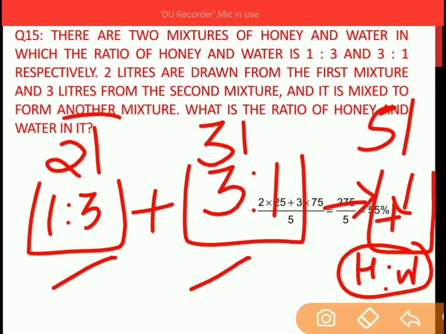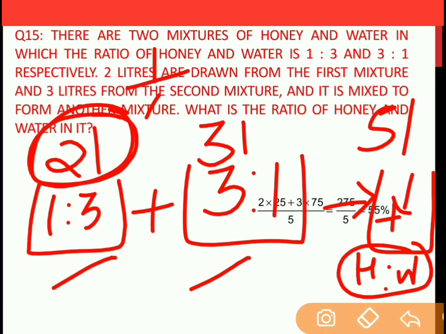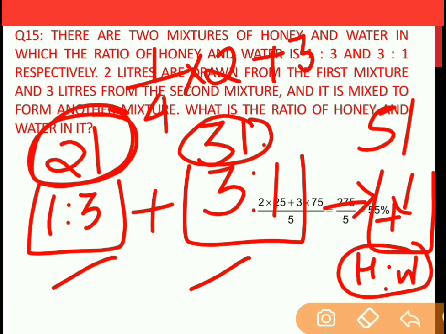Now in the 2 liters of the first mixture, honey to water is 1:3. So the amount of honey in this 2 liters will be 1 by 1 plus 3, that is 1 by 4 of the 2 liters. Understood? Also we have 3 liters of the second mixture. In the 3 liters of the second mixture, the amount of honey will be 3 by 3 plus 1, that is 3 by 4 of the 3 liters.